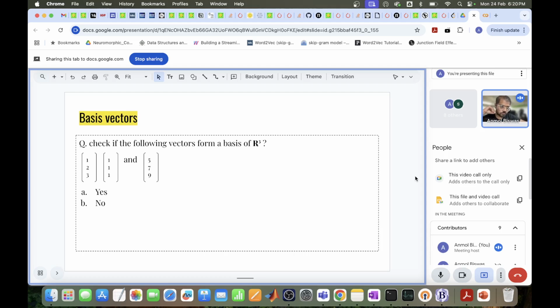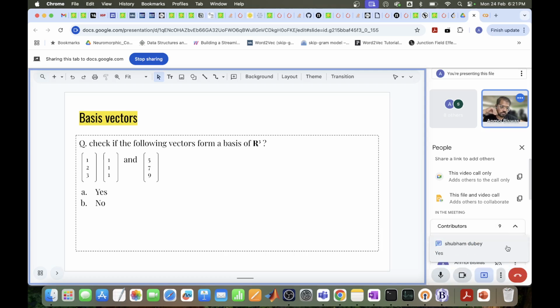So given all these properties, and given this set of vectors, the question is very simply, do these vectors form a basis of R3? It's very easy. You just check for linear independence of this set, and if they are not linearly independent, then obviously they cannot be a basis. So I will give some time for people to work it out, and then I will explain the solution.